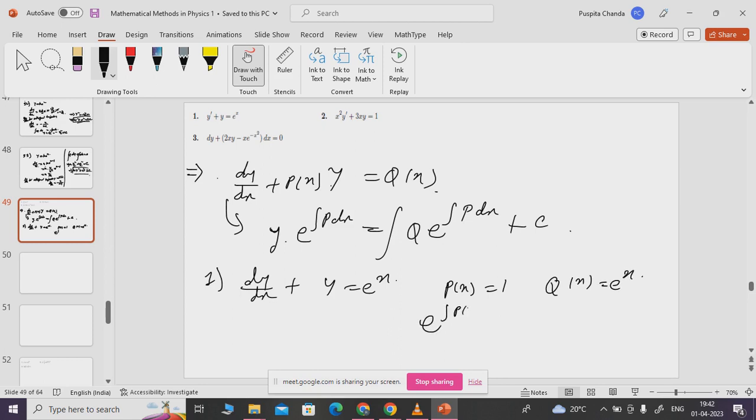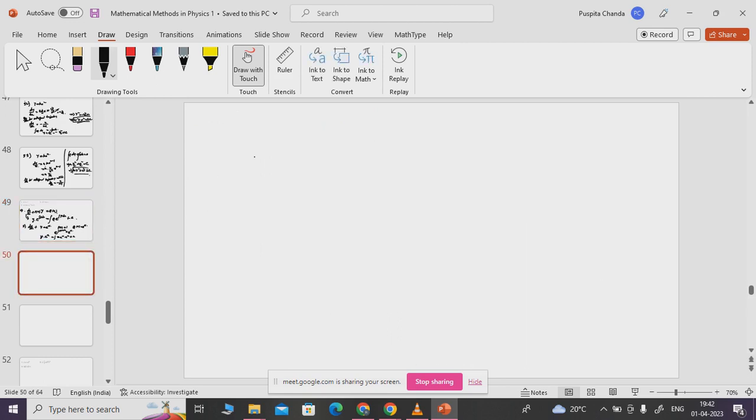So the first equation is dy/dx plus y is equal to e to the power x. Here P(x) is equal to 1, Q(x) is equal to e to the power x. So e to the power integration P(x) dx will give us e to the power x. So the solution for this is y into e to the power x is equal to integration of e to the power x into e to the power x plus c.